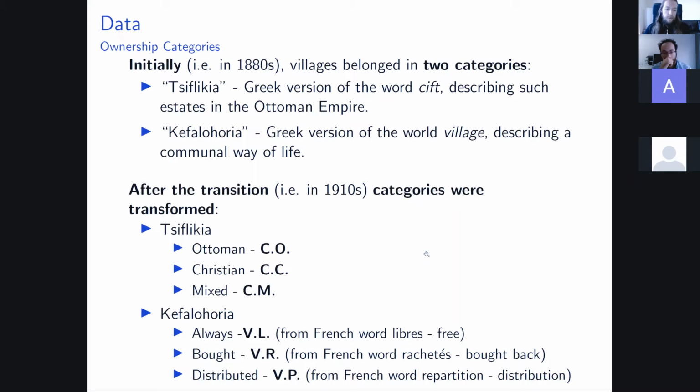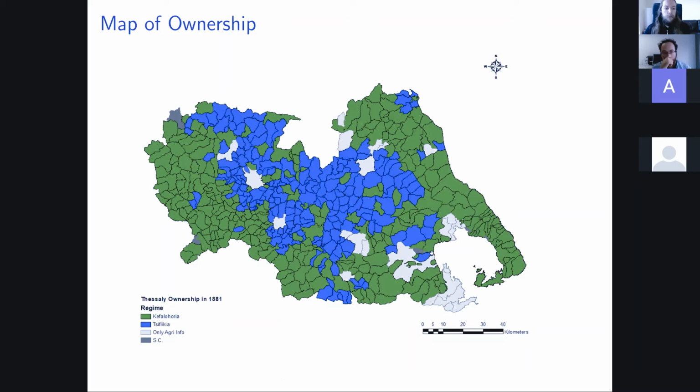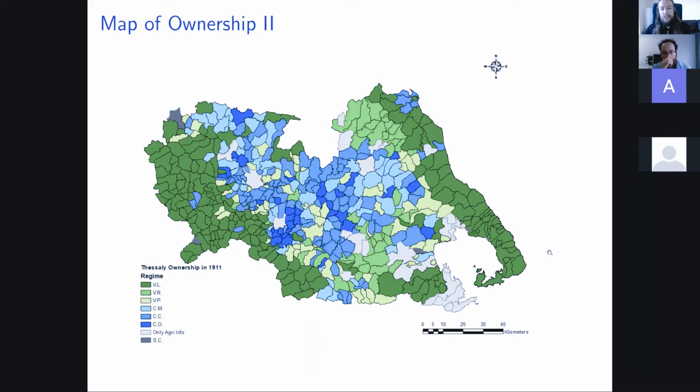So by using this information, essentially, you can have a map of the ownership back in 1881. And this is how it looked. So this is essentially the distribution of ownership in Thessaly in 1911. So you have the different categories, and some regions which are the most... the city ones, not the urban ones. We don't have information on the urban. We have just on the lands that were outside of the big cities, essentially. Not that big cities. But, yeah.